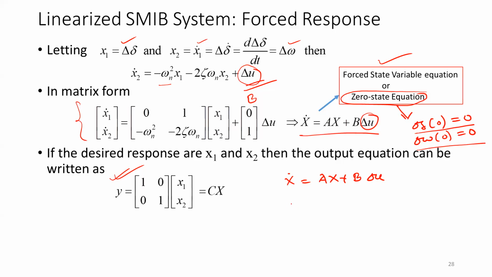s X(s), and A X(s). Will there be a minus x0? No, sir, because we are considering the zero state. Then this equation will be equal to A times X(s).